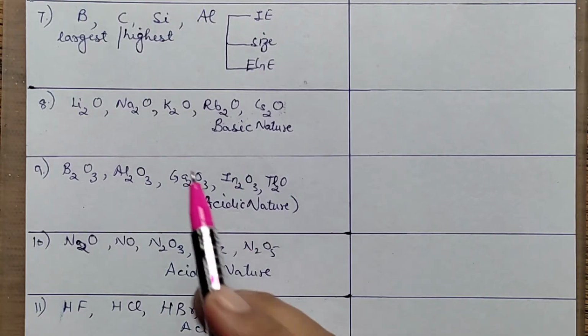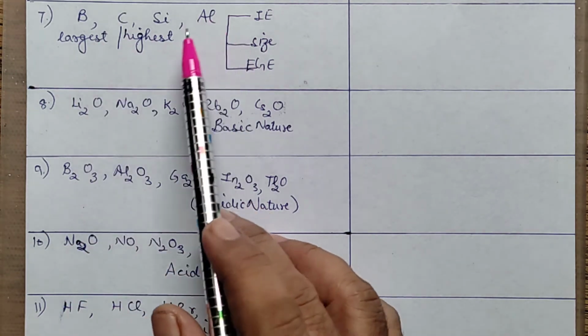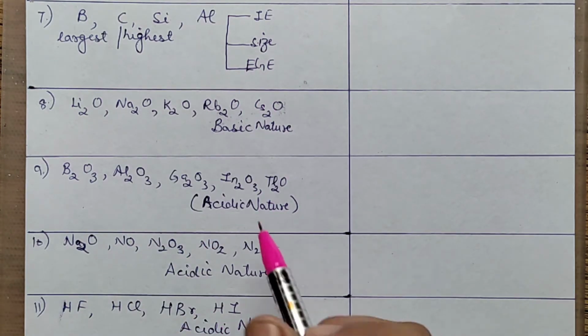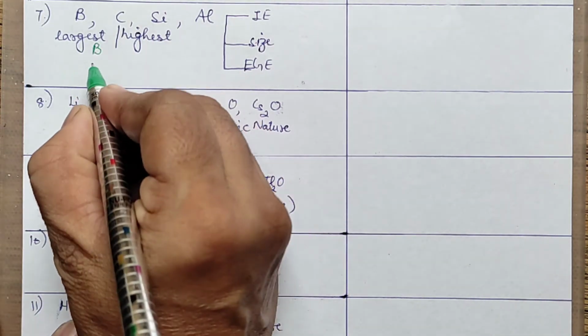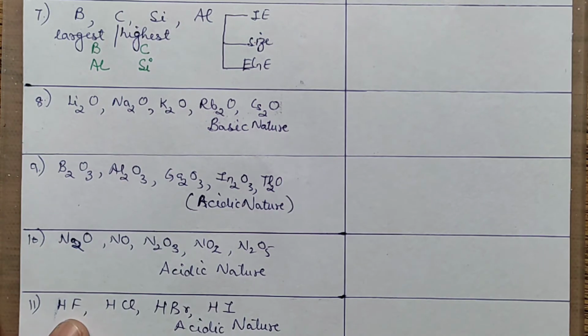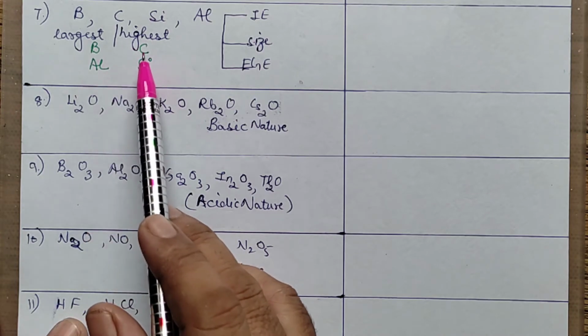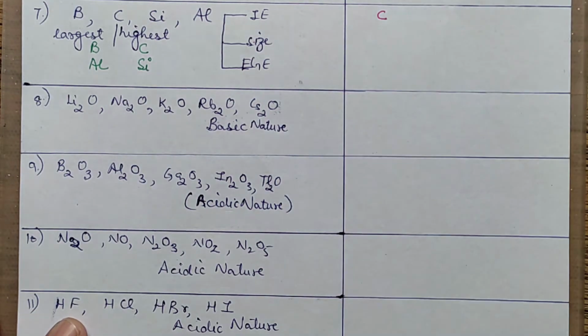Moving on to the next question. Boron, carbon, silicon, aluminium. You are asked to write the highest in each case. Highest or largest, you can say: highest ionization enthalpy, largest size, highest electron gain enthalpy. First let us check, are they in the same group or period? No, they are not. Below boron is aluminium, then next to boron is carbon, and below this is silicon. We know that with the increase in size, the ionization enthalpy decreases. So since they are asking for the highest, aluminium and silicon are not the answers. Either it can be boron or carbon. Carbon is smaller in size, because across the period size decreases. So the highest ionization enthalpy will be for carbon.